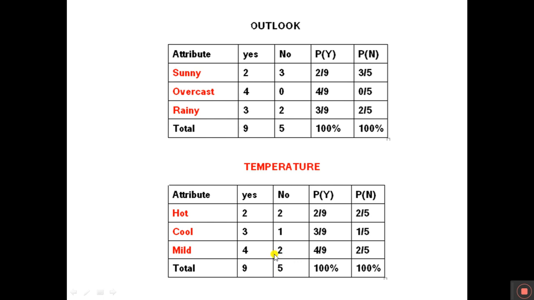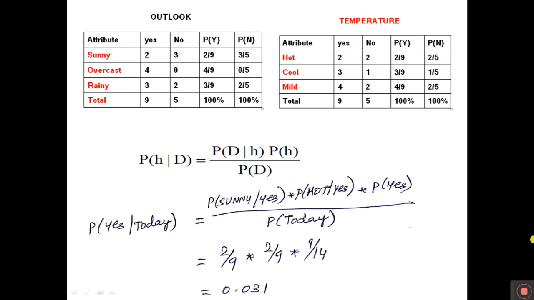What is that yes or no? You know already. There is a whether to play tennis or not. According to this table, I am going to predict to play tennis or not using this Bayes theorem. Yes, these are the table outlook and temperature.